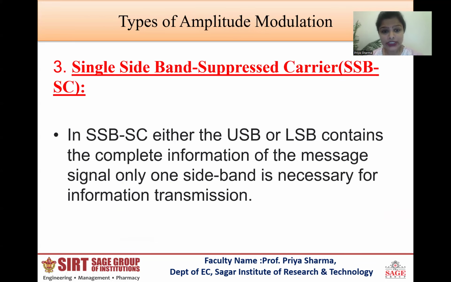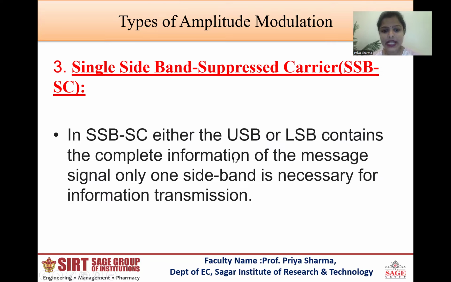Then coming to the third, that is single sideband with suppressed carrier. As the same information is carried in two sidebands, that means we are transmitting a copy of the information. One is the original, one is the copy. So the same information is being transmitted twice in a single bandwidth. So this is a big limitation. So we can suppress one band and transmit the other. This type of technique comes under single sideband suppressed carrier.